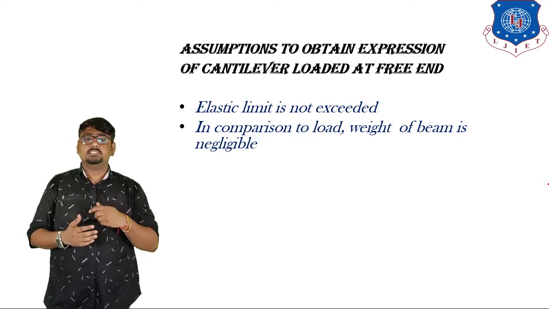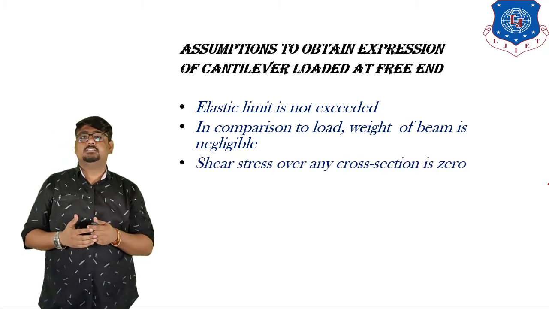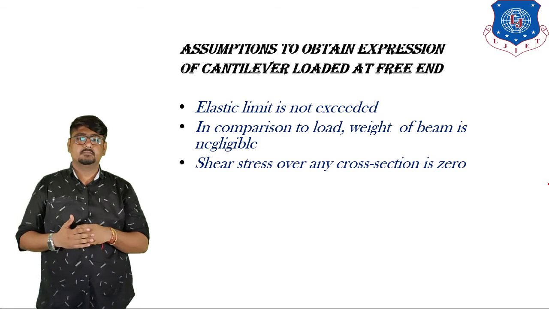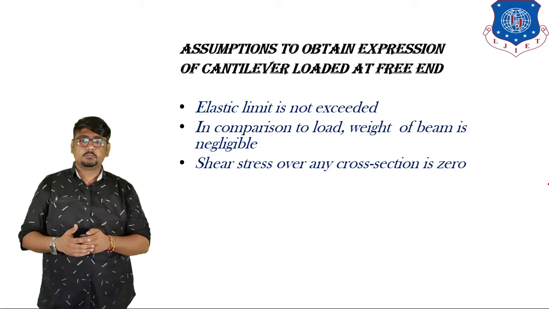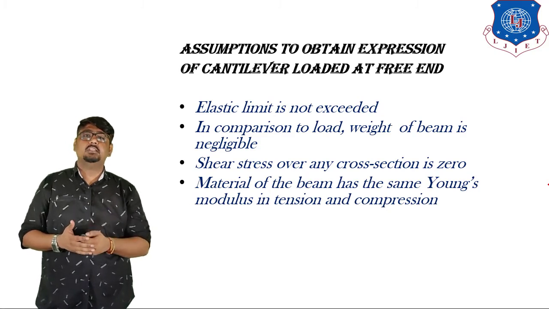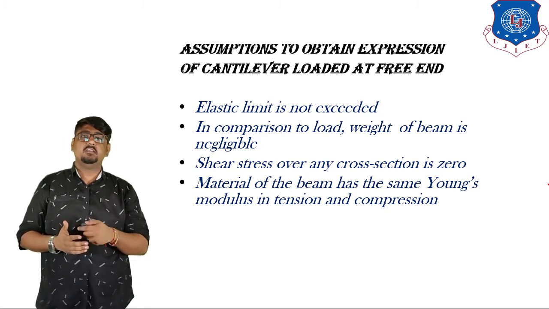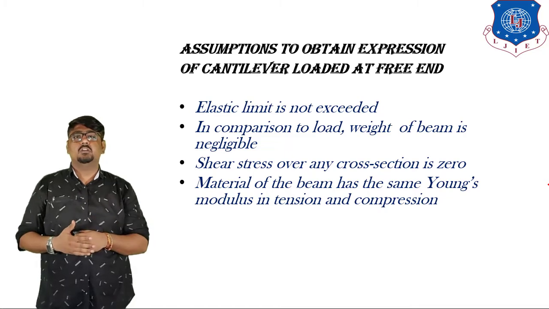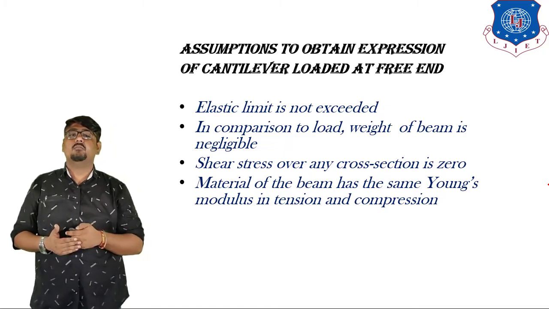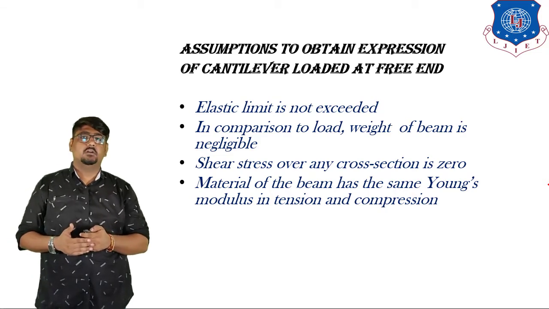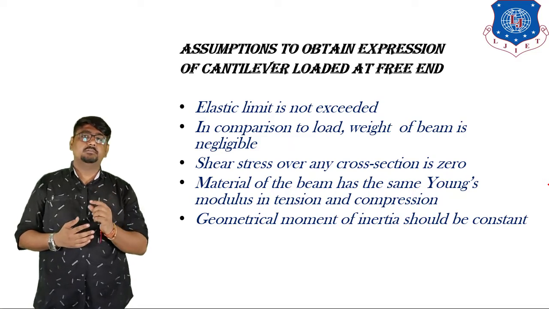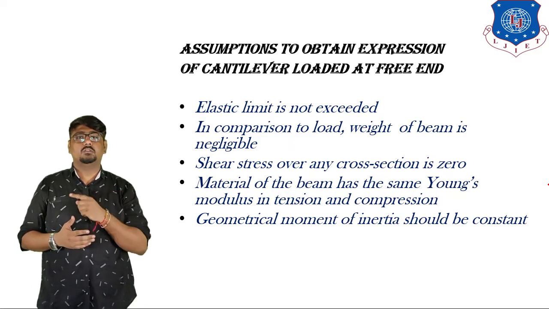Now, shear stress over any cross section is zero. There is no shear stress, only the bending load is there. Material of the beam has the same Young's modulus in tension and compression. Either in tension or in compression, the Young's modulus should remain constant throughout the material. The geometrical moment of inertia should be constant.